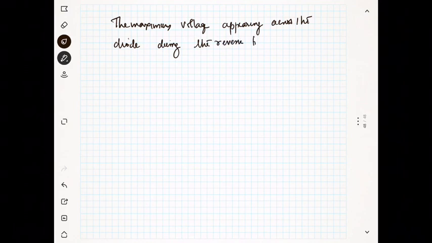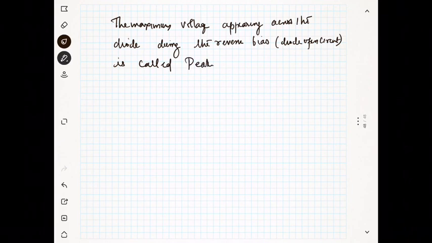during reverse bias, because this will happen only in reverse bias. In forward bias, the diode is short circuit. So whenever the diode is open circuit, this maximum voltage is known as the peak inverse voltage, which is PIV. So this is known as the peak inverse voltage.